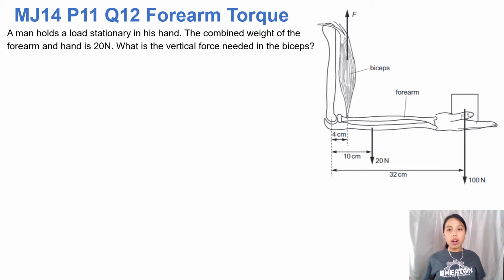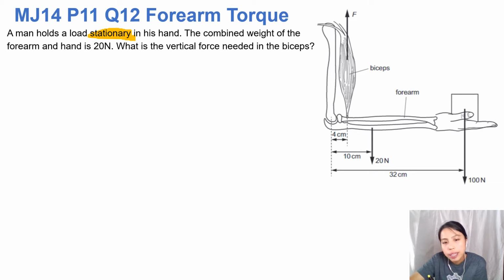First one, forearm torque. Look at that diagram on the right. A man holds a load stationary in his hand. The combined weight is 20. What is the vertical force needed in the biceps? Okay, first things to note. The load is held stationary. I repeat, the load is held stationary.